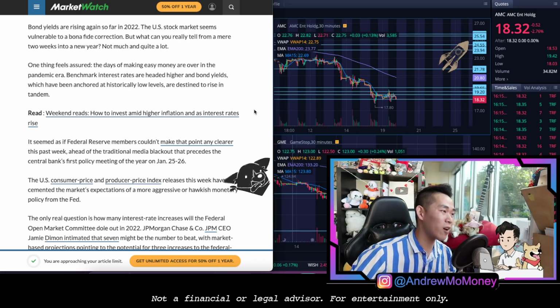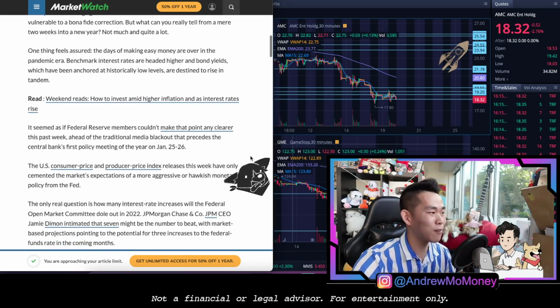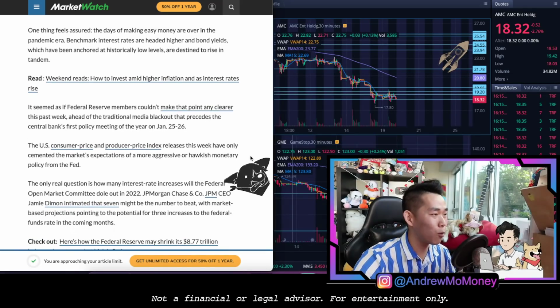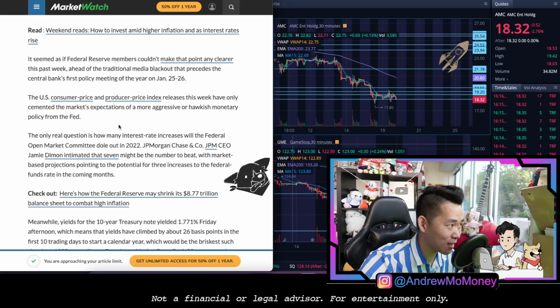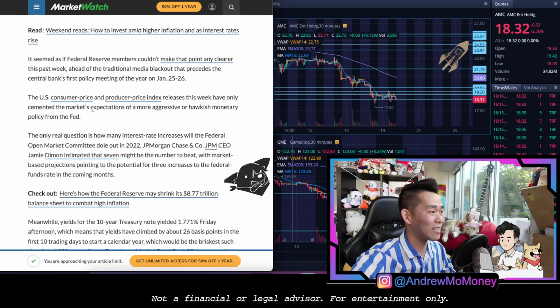Benchmark interest rates are headed higher, and bond yields, which had been anchored at historically low levels, are destined to rise in tandem. It seemed like the Federal Reserve members couldn't make that point any clearer this past week, ahead of the traditional media blackout that precedes the central bank's first policy meeting of the year on January 25th to 26th. Comment if you guys want us to be live streaming whatever we can on that timeline.